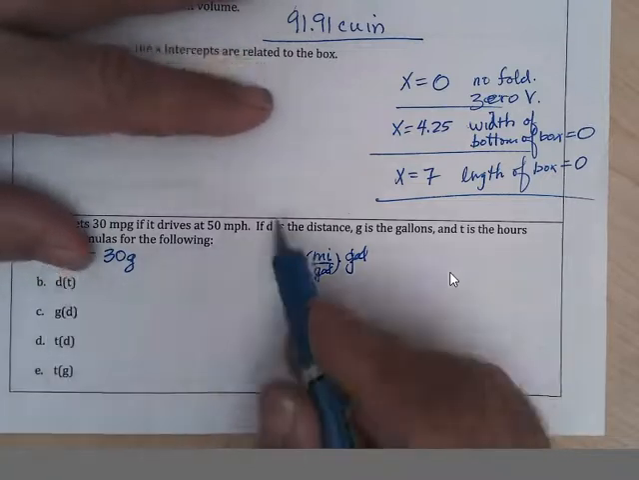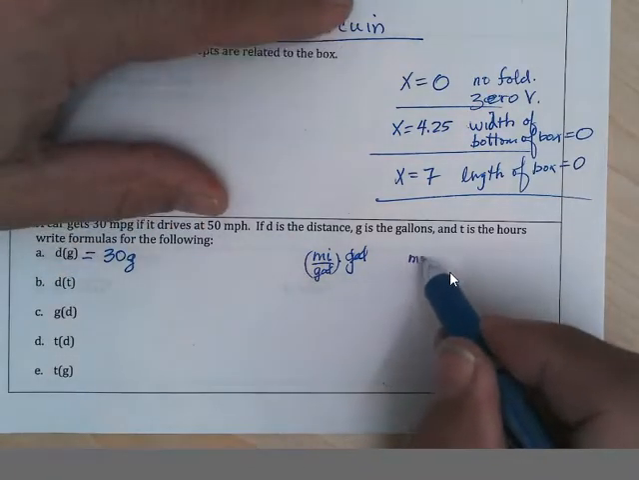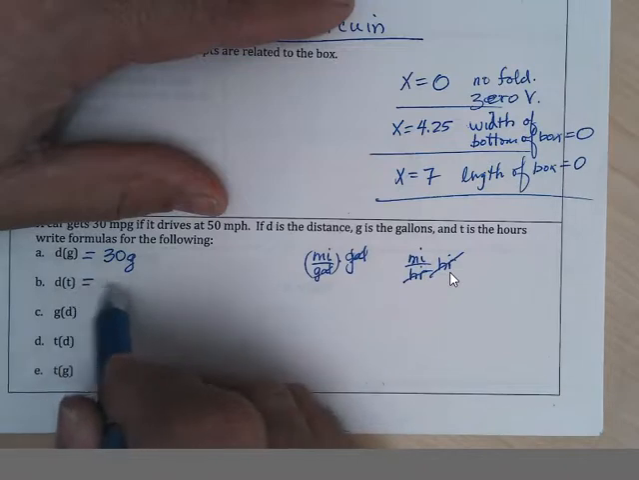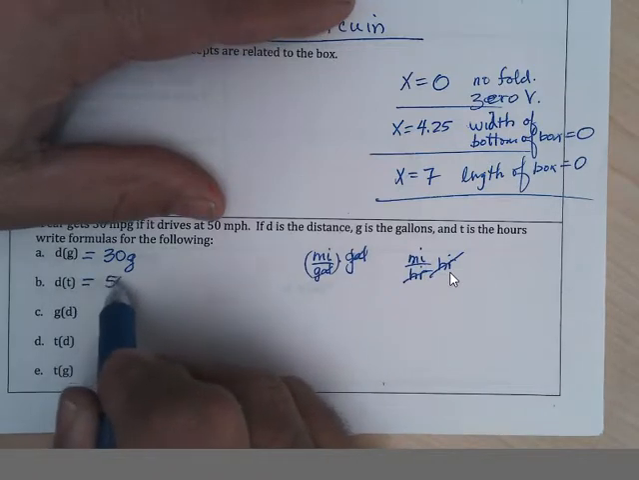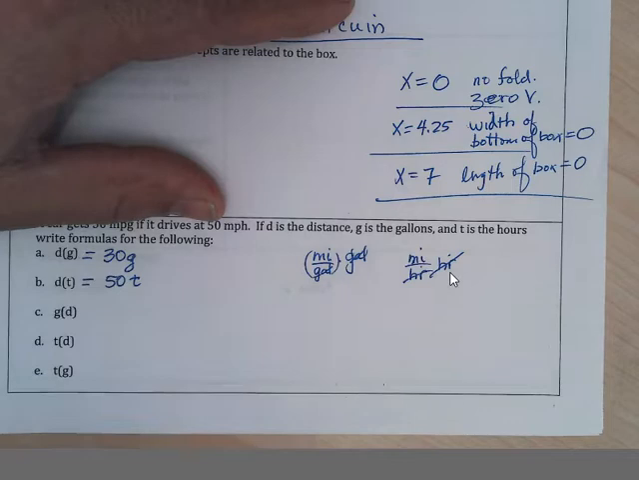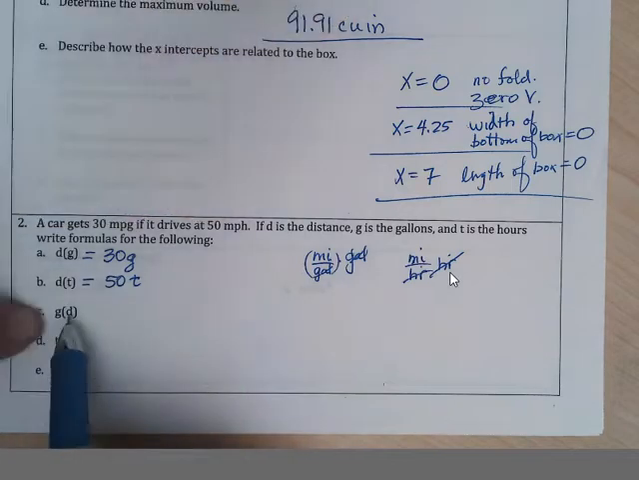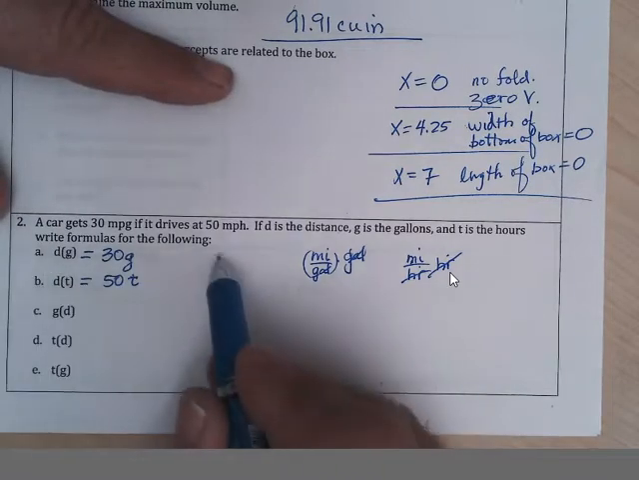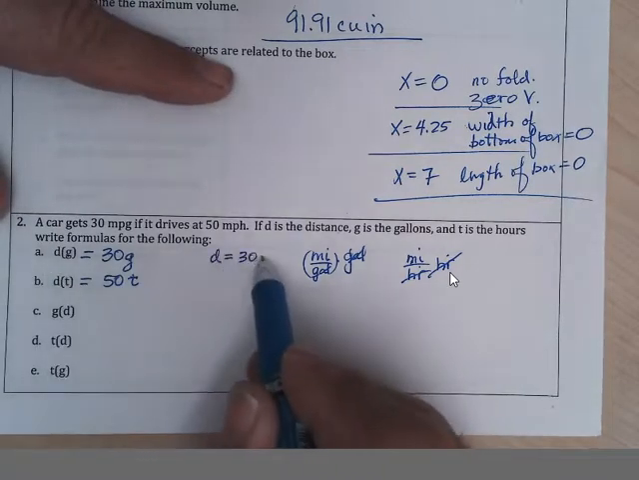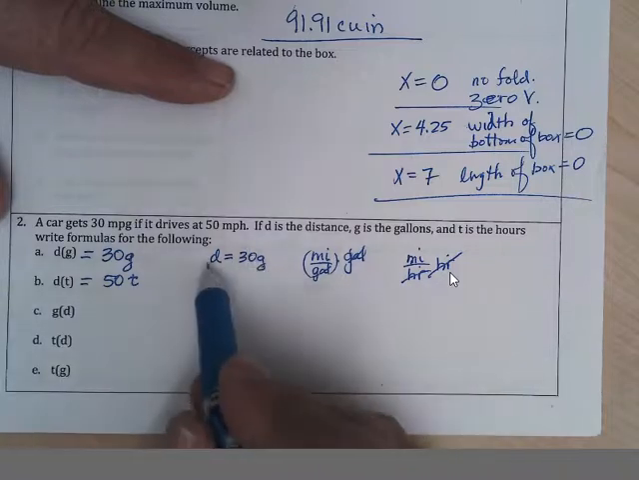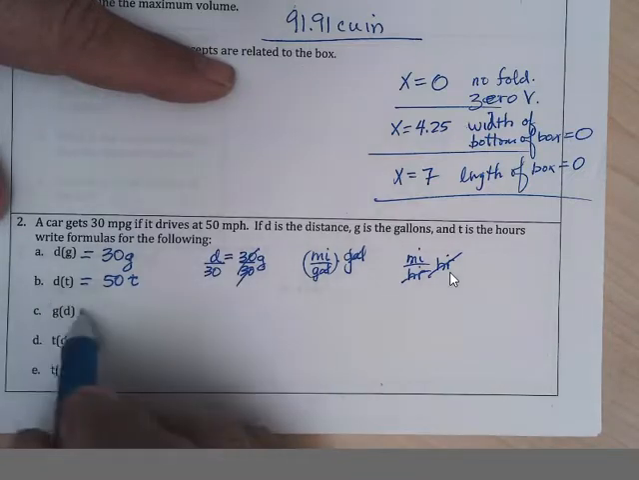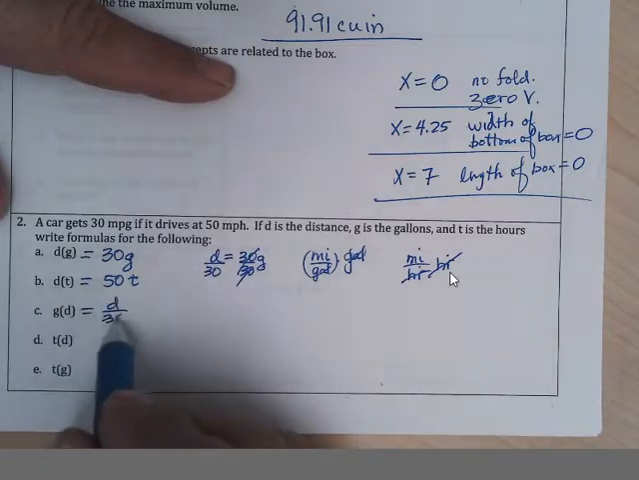D a function of time. Well, 50 miles per hour, if we multiply it by hours, time, we'll get the miles. So D will be 50 times the time. If we're going to reverse this, we have to reverse this. So this says the distance is 30 times the gallons. So if we're going to find the gallons, we have to divide by 30 on both sides. And so it's the distance divided by 30 gives us the gallons.